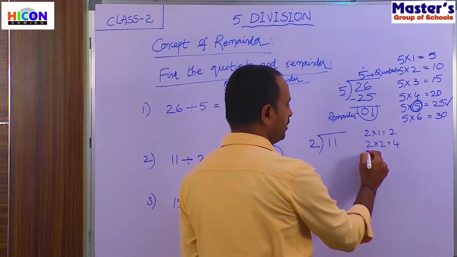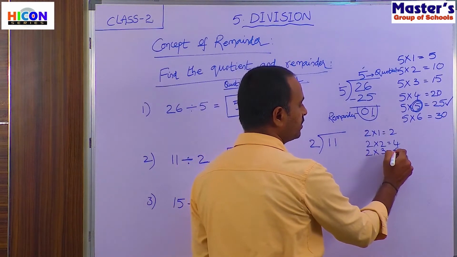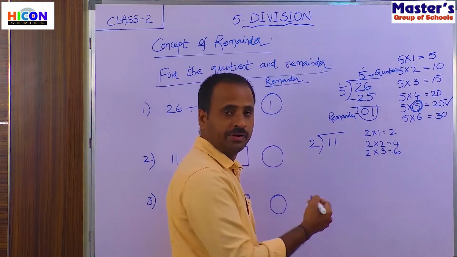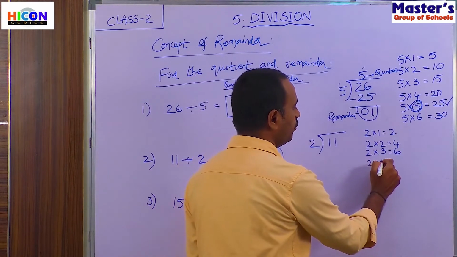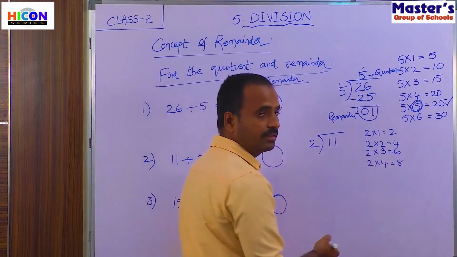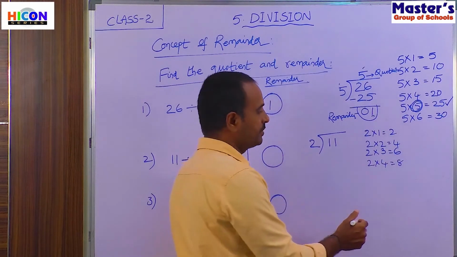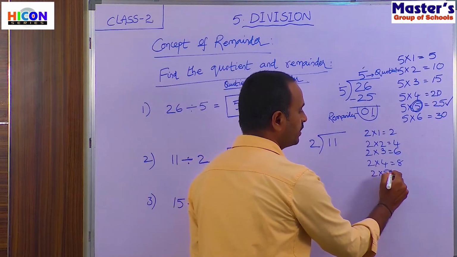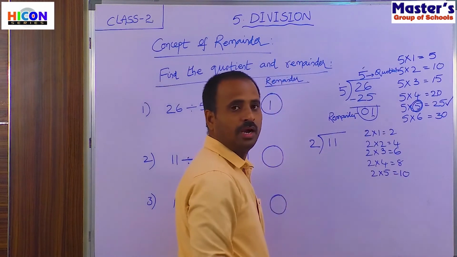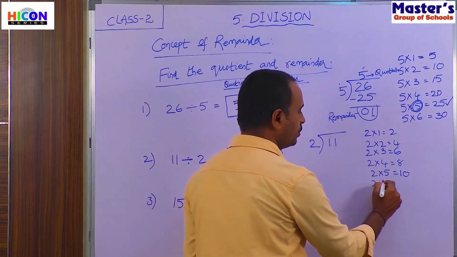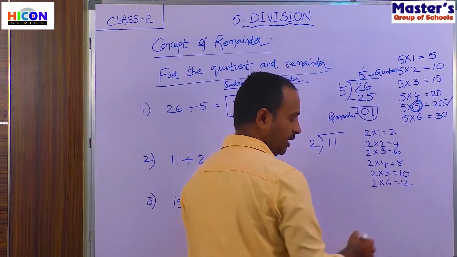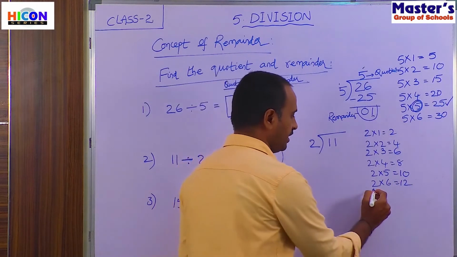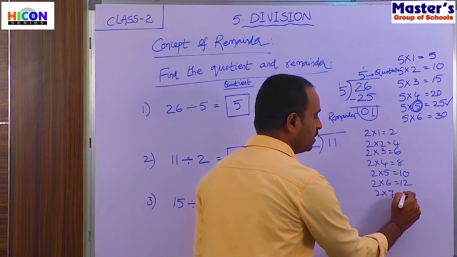And if you take 3 times, 2 threes are 6. And if you take 4 times, 2 fours are 8. And if you take 5 times, 2 fives are 10. And if you take 6 times, 2 sixes are 12. And if you take 7 times, 2 sevens are 14.